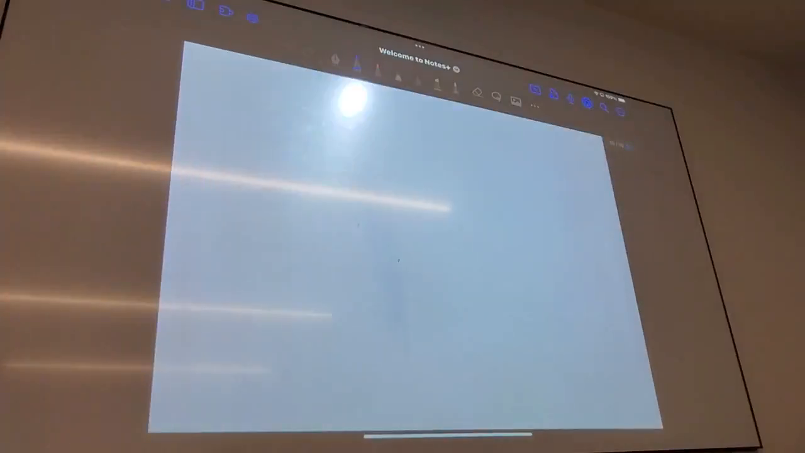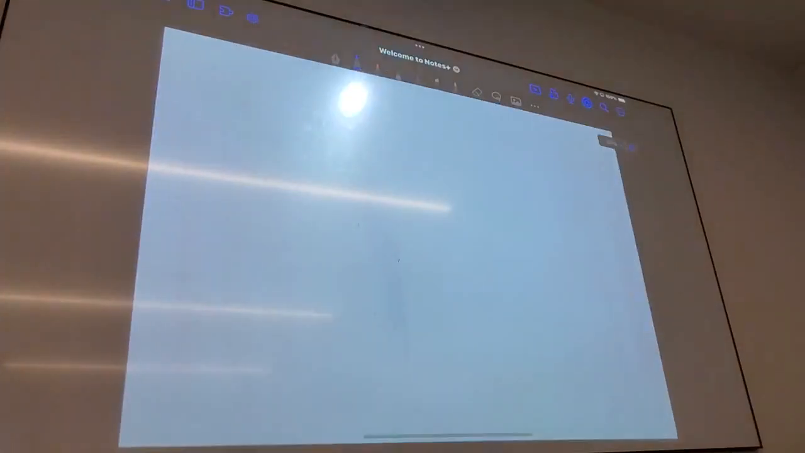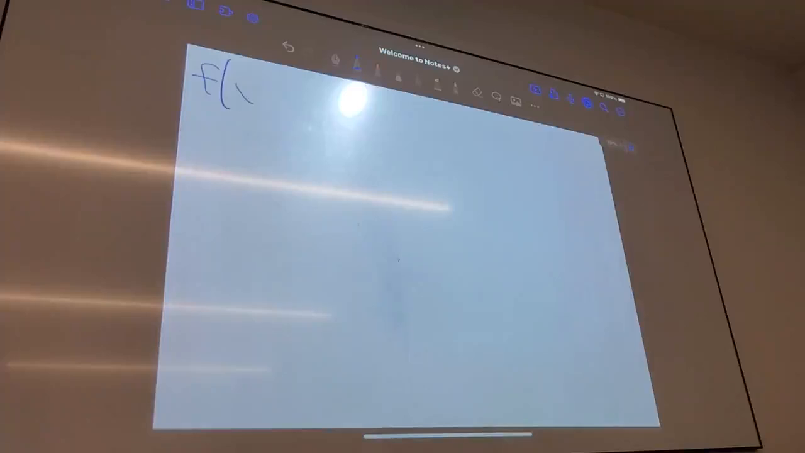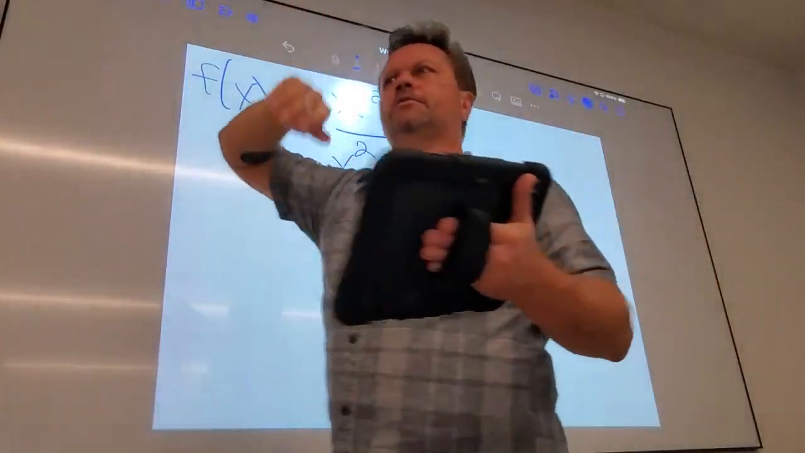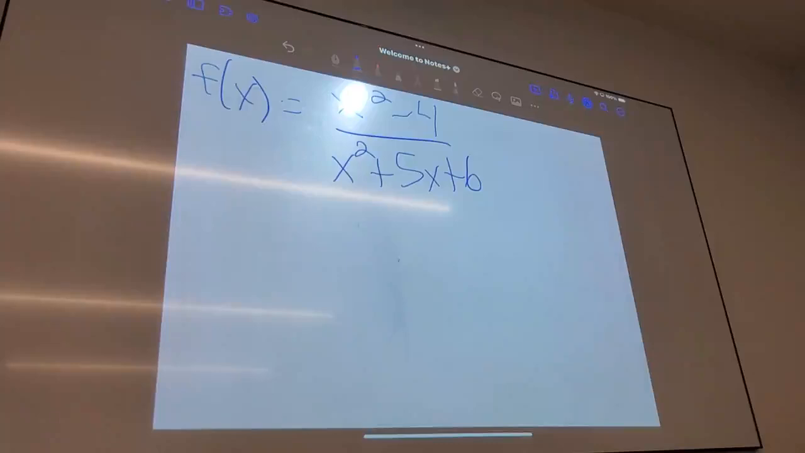Okay, so what if I have this function? Something special about this poor little dude. Can you guys take a moment and just factor the top and bottom? If I give you a rational expression, it's the first thing you're going to want to do. Just factor it, and only factor it, the top and the bottom. Don't do anything else yet.